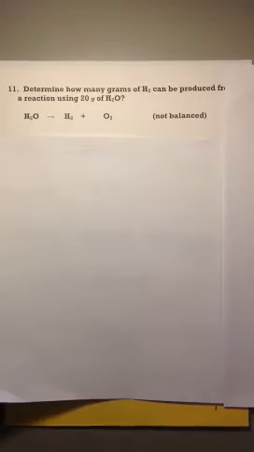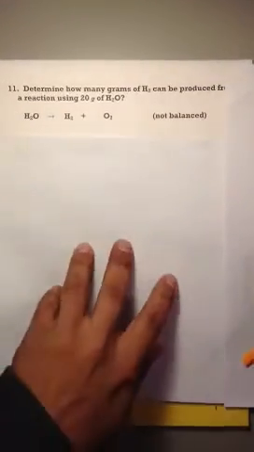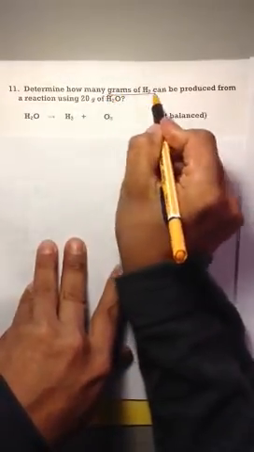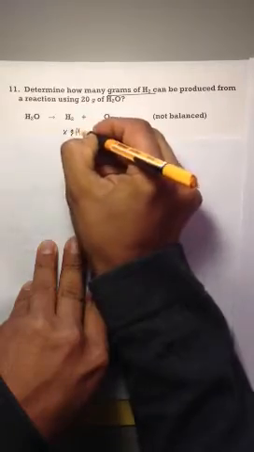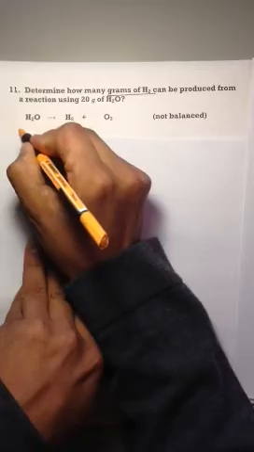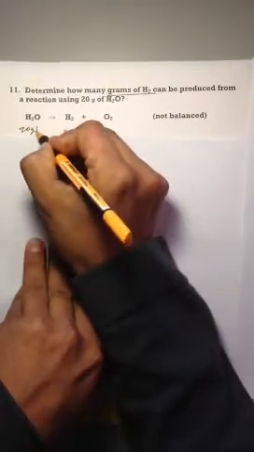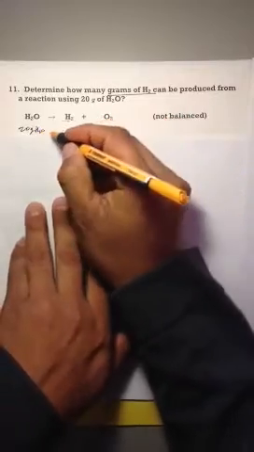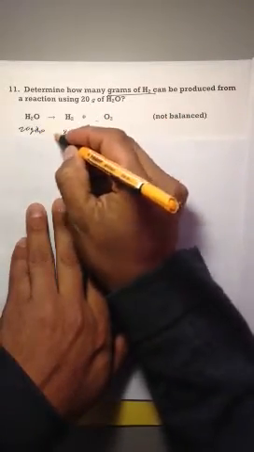Alright, here we are. Let's figure out what they're saying. Determine how many grams of H2, so we're looking for X grams of H2, can be produced from a reaction involving 20 grams of H2O. Okay, so we're trying to find this, and we have this. Well, we don't really have a direct relationship between these two, but let's think in terms of this.